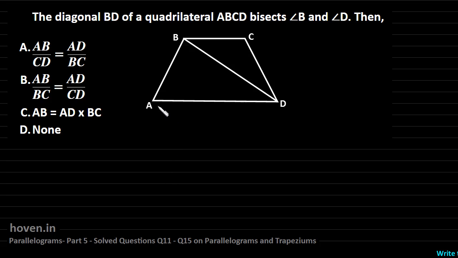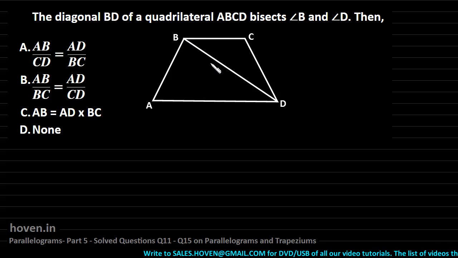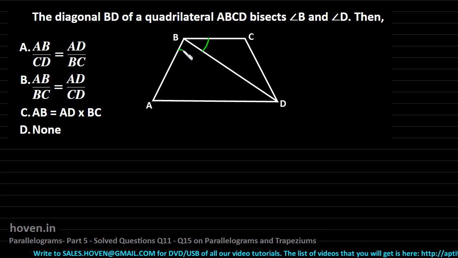Now we can see that ABCD is a quadrilateral in which the diagonal BD is bisecting the angle B and also the angle D. So what we can do is, since this is bisecting this angle B, we can write that these two angles are equal to each other.